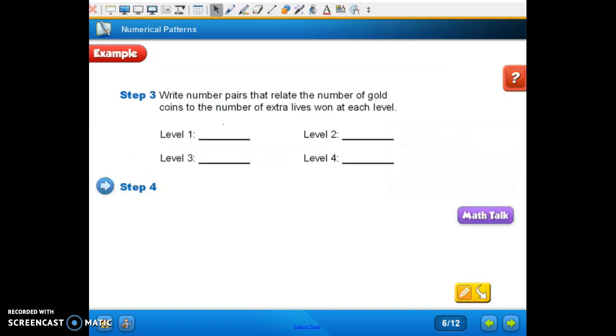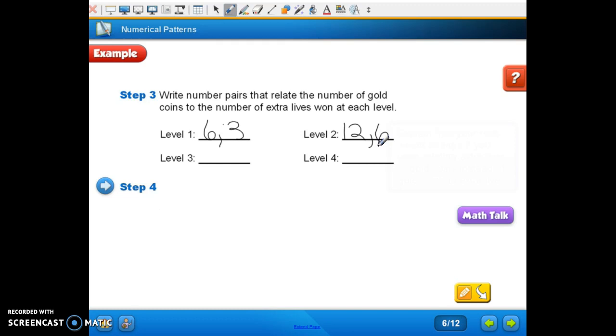Okay, so now we're going to write our number pairs that relate the number of gold coins to the number of extra lives. Remember, they asked for gold coins to extra lives. So we've got to list our gold coins first. So at level 1, our gold coin was what? 6. And what were our lives? 3. At level 2, what was our gold coin? 12. And our lives were? 6.